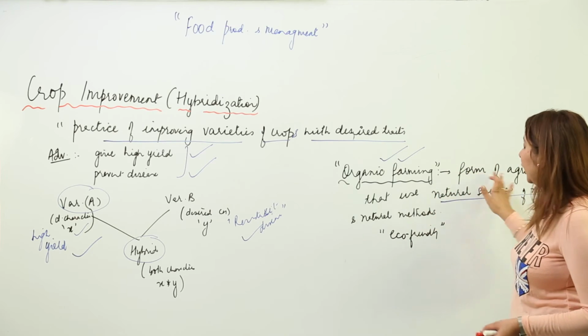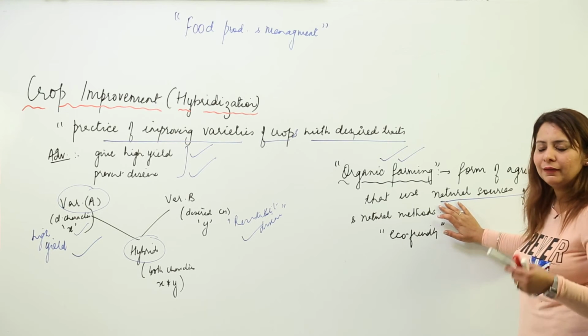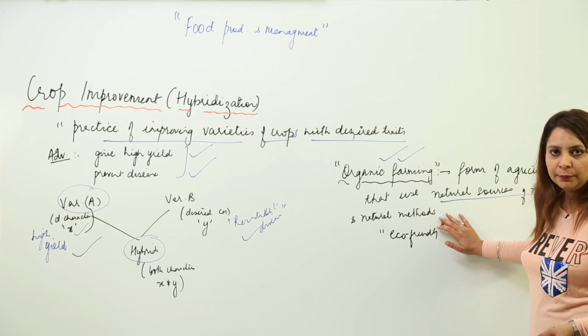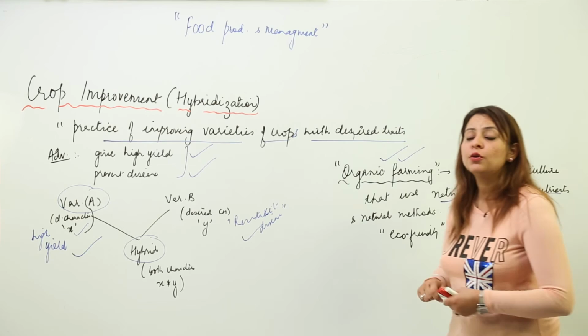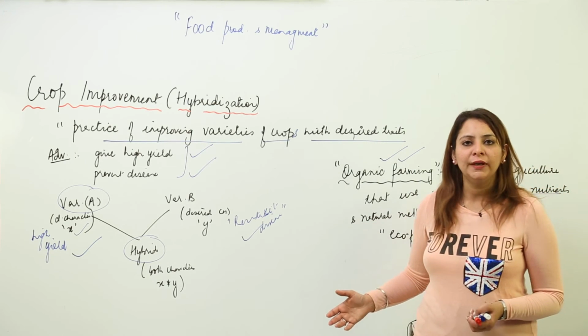So it is a form of agriculture that uses natural sources of nutrients and natural methods for weeding and removal of pests, and storage and improvement. So this is organic farming, and it's very important because it is eco-friendly. It is not going to harm the environment in any way. So this is the crop improvement process.